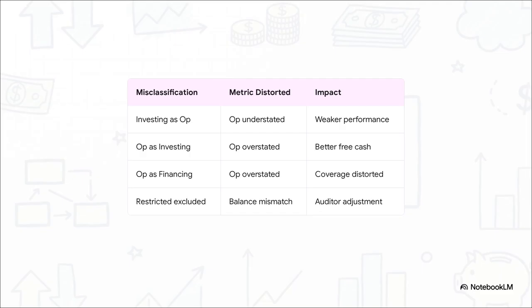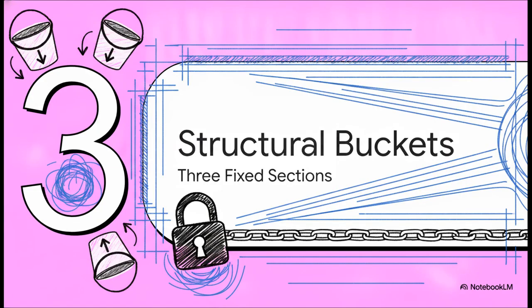If you accidentally push an investing outflow into the operating category, your operating cash flow gets artificially understated, which makes your performance and debt coverage look way worse to lenders. On the flip side, push an operating outflow into investing, and you're suddenly misleading lenders into thinking your free cash flow is better than it really is. Or if restricted cash is entirely excluded from your balances, the statement flat out fails to reconcile to the balance sheet, which triggers an immediate auditor adjustment. Nobody wants that. So how do we stop these massive distortions?